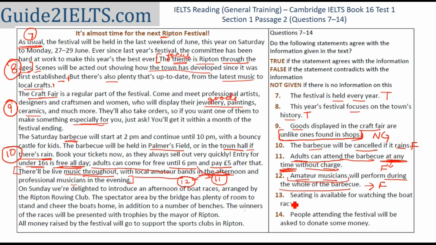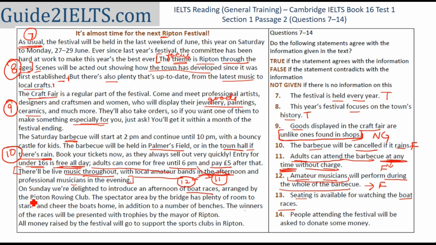Seating is available for watching the boat races. So I'm looking for a mention of boat races. I'm almost sure I'd find boat races as it is. Or what synonym of boats can they use? And once I find boat races, I have to figure out whether seating will be available or not. I've found boat races here, so I'll start reading. We are delighted to introduce an afternoon of boat races arranged by someone.